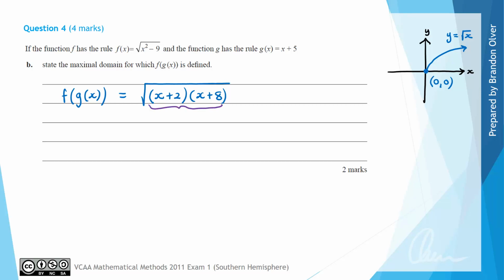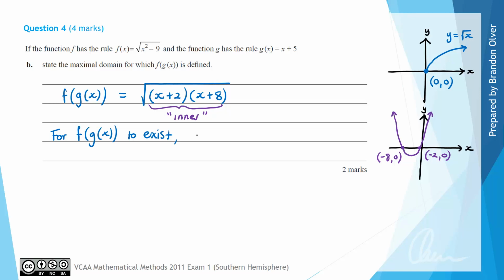And then our inner function, so to speak, could be this quadratic. If we were to sketch that, we would have a quadratic with x-intercepts at -8 and -2 using the null factor law, so it would look something like this. And there would be (-8, 0), and this would be (-2, 0). And now we can simplify down what this question's really asking for. So for f of g of x to exist, we need (x plus 2) times (x plus 8), so what we're treating now as our inner, to be greater than or equal to 0.